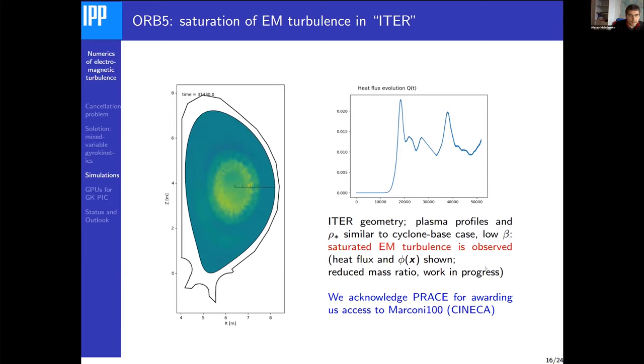Yeah, okay, so we can see that the heat flux is fine. Of course, this needs to be studied in much more detail in terms of physics and numerics, but it looks fine. Yeah, this is turbulence. This simulation has been performed using PRACE computing time on Marconi 100, and we thank for that opportunity.